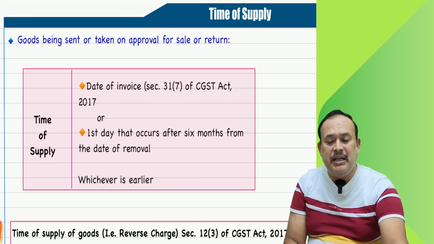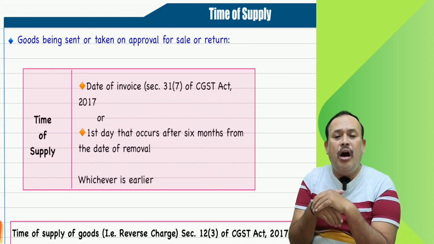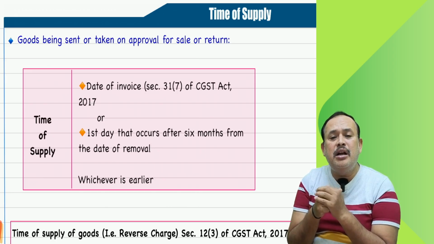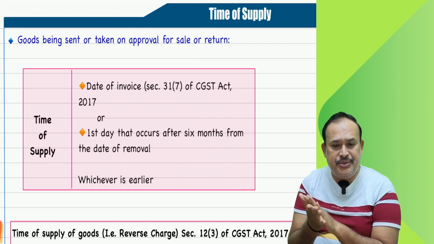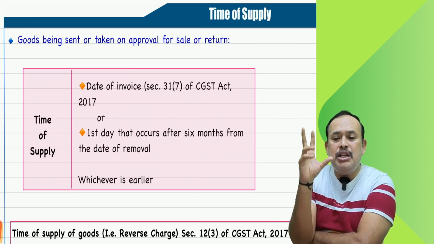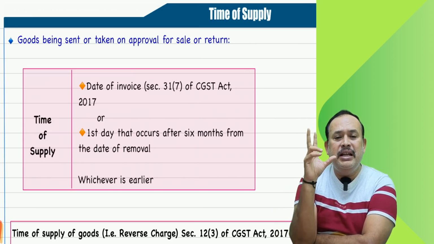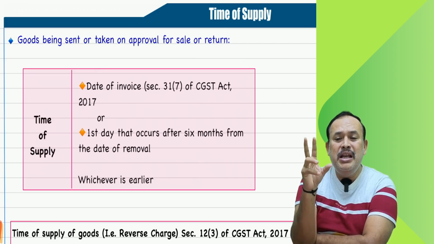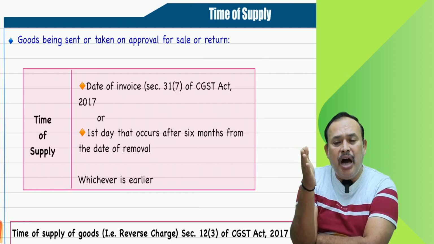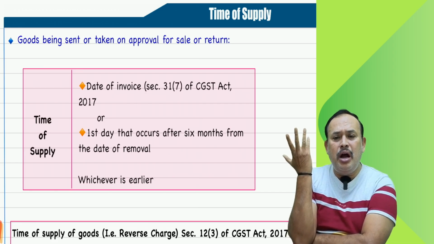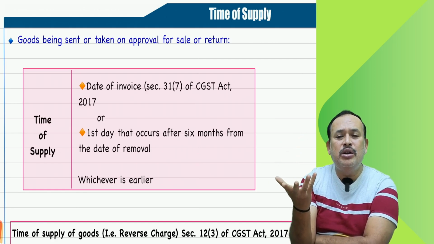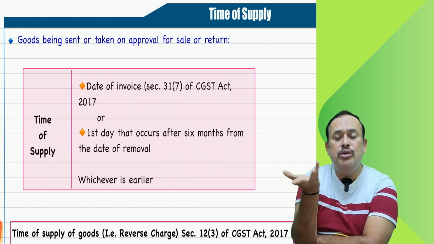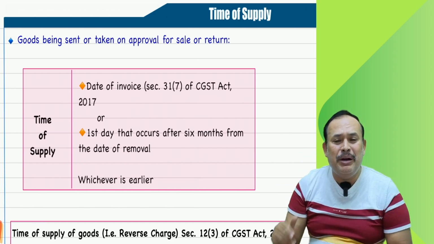Next, I am referring to goods sent or taken on approval for sale or return basis. As you are aware, as an accountant, when there is supply of goods only on sale or return basis, are you going to issue the invoice? Absolutely not, because I do not know whether the buyer is going to accept my supply or not. I am sending the goods to the buyer's premises. Whether to accept or not is up to the buyer's decision.